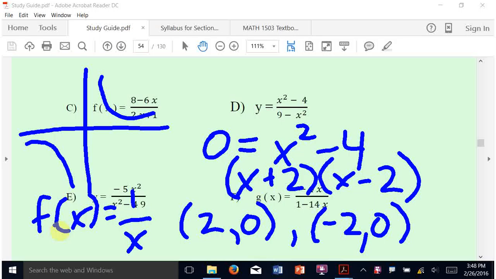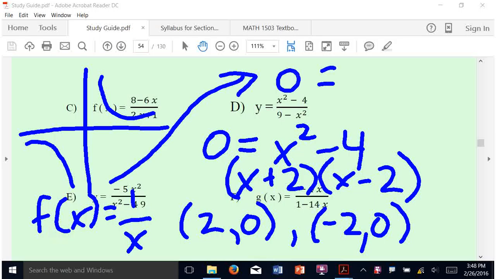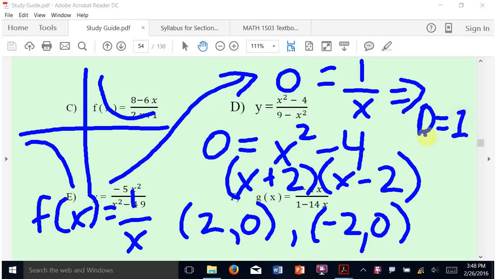You get 0 equals 1 over x. And then you multiply by x on both sides, and you get a contradiction. You get 0 equals 1. And so you know you get a contradiction, and you can't find an x-intercept.